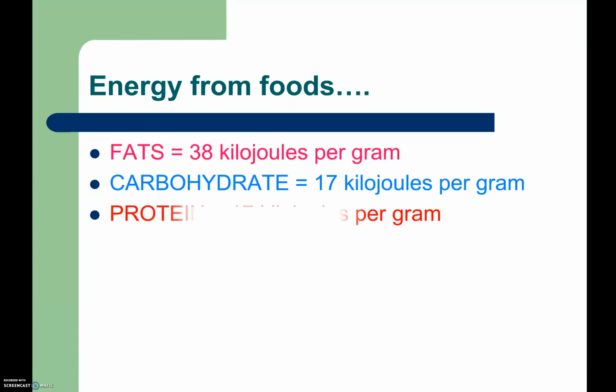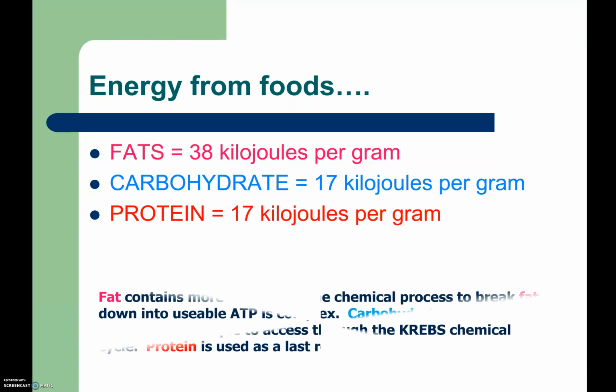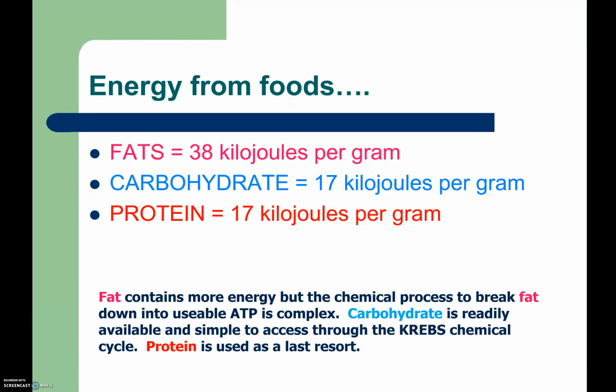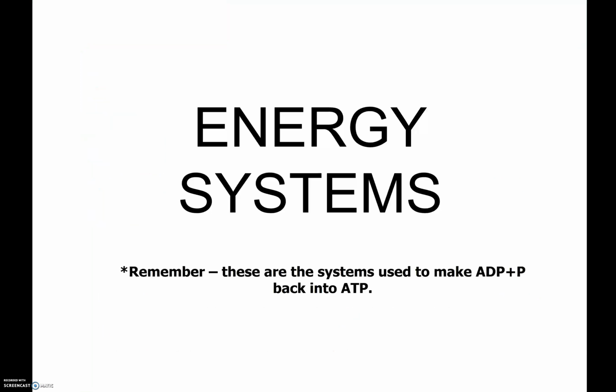So with our foods, we can see there how long it takes to break each of them down. So the fats, we get more, but it's harder to break down. The carbohydrates get less, but it can be an immediate source to break down, and the protein is our last resort.